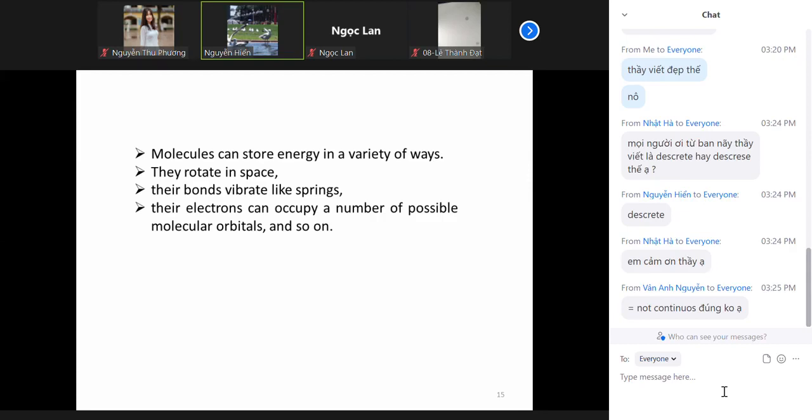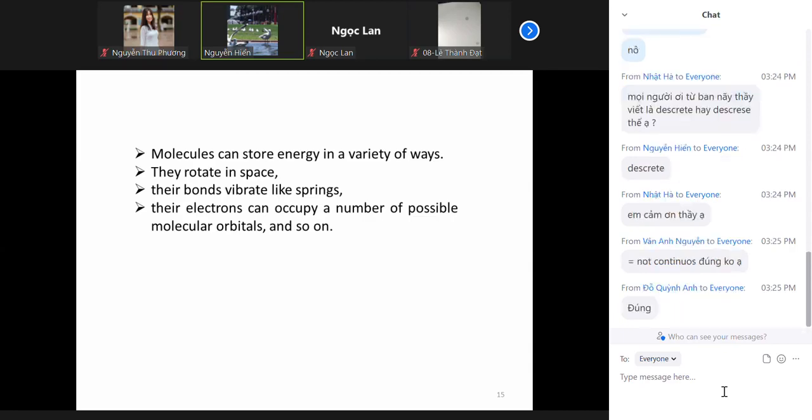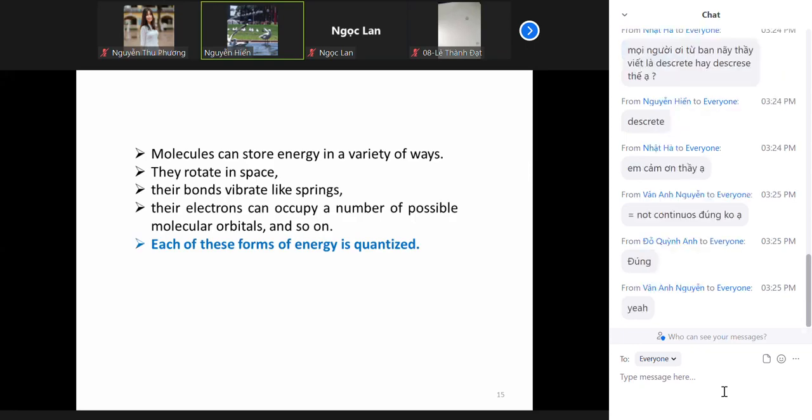So there are different components of the energies of molecules. Like the rotations, all of these forms of energies are quantized. So a bond in a molecule can only vibrate at specific energy levels.